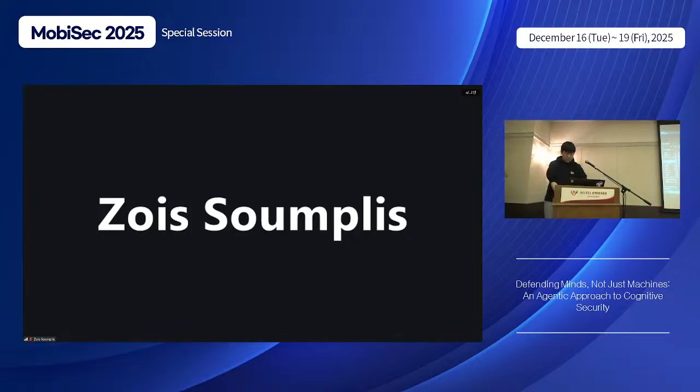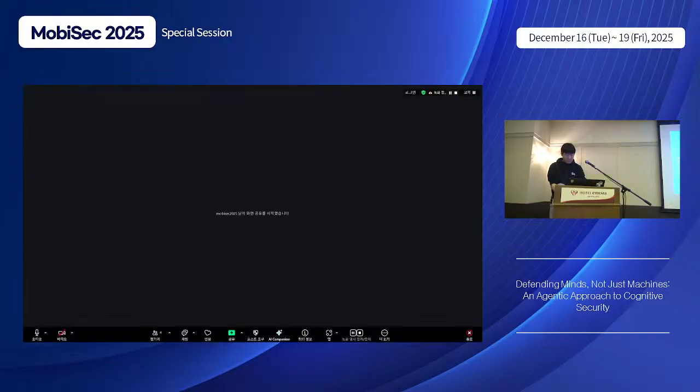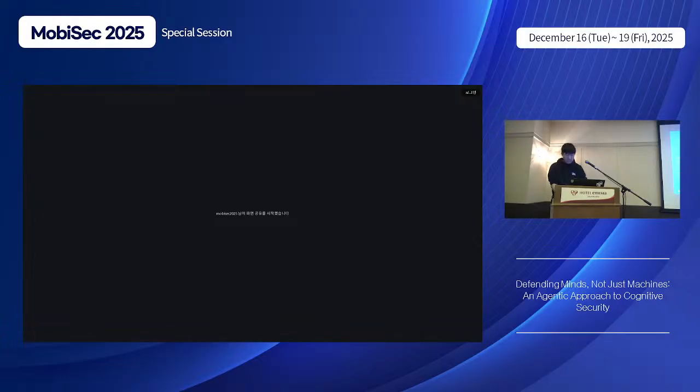Okay, next presentation will be presented by Jaime Fuster. And it's Fuster, right? Fuster or Fuster? Fuster. Fuster, okay. Jaime Fuster. And the title is Defending Minds, Not Just Machines, an Agentic Approach to Cognitive Security. Okay, thank you.